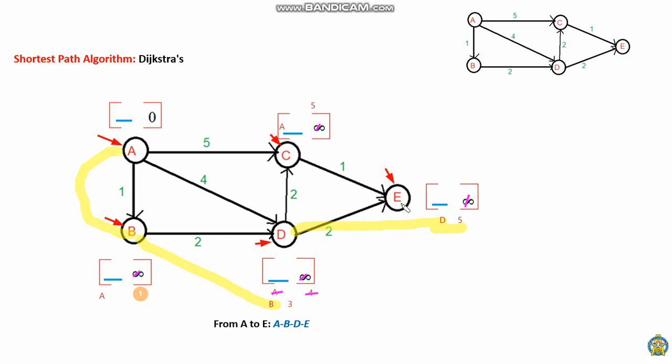If you look backwards, from E I reached from D, D I reached from B, B I reached from A, and the distance is 1 plus 2 plus 2, 5. That means 2 is here, 1 is here, 1 plus 2, 3 is here, and 5. So this is how the algorithm works.